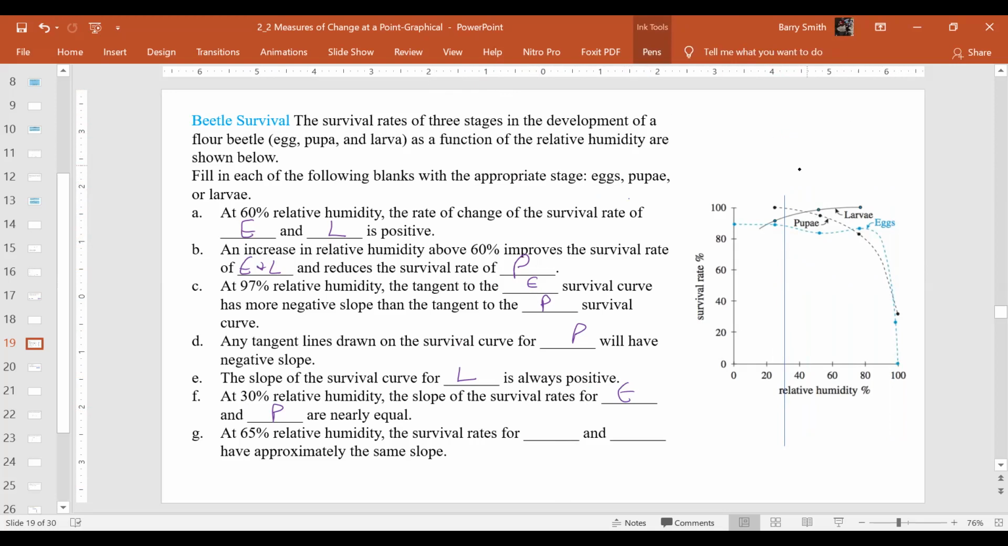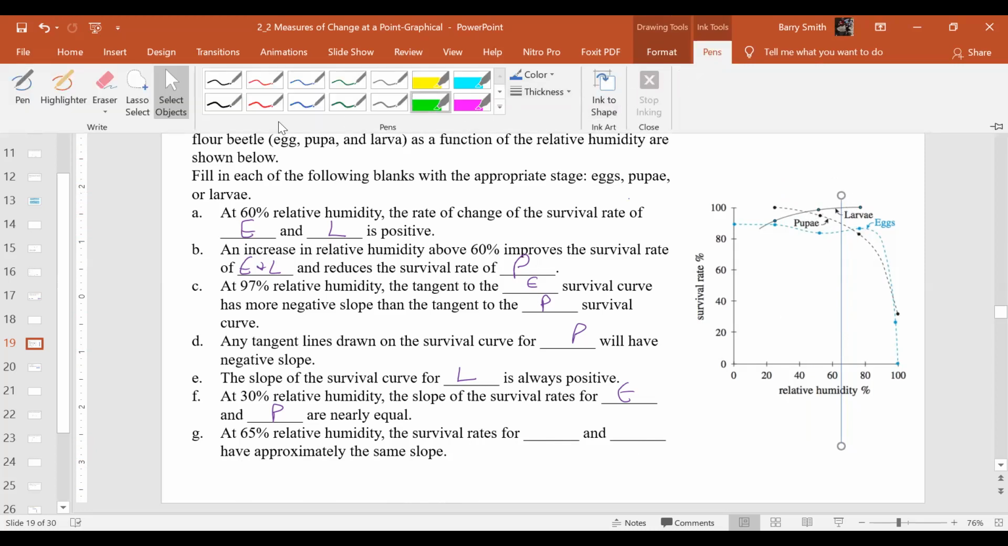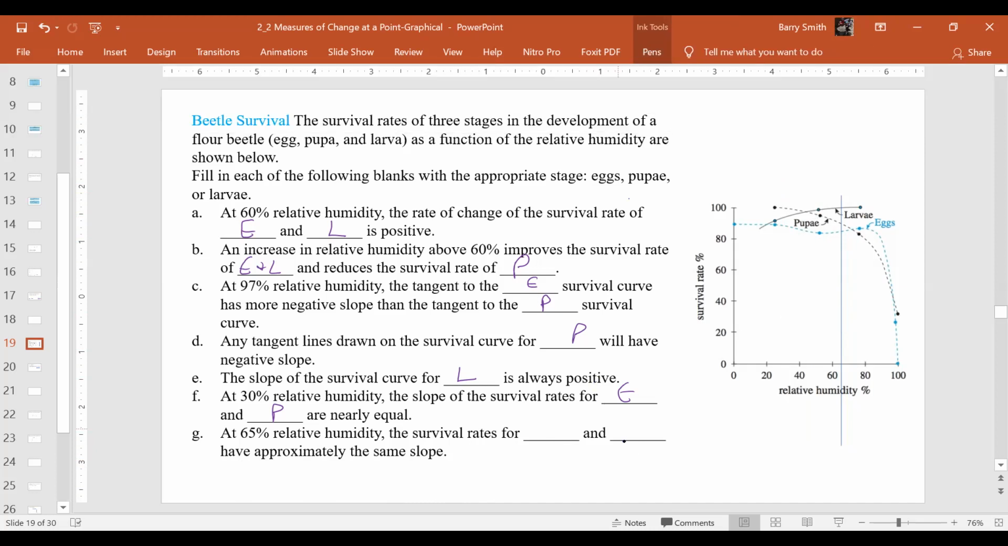All right, so now back to 65%. So if we go over here and get rid of our pin again, and we move this over to 65, that would be 70, so somewhere maybe in that area there. The survival rates for blank and blank have approximately the same slope. All right, well, again, this is going to be a negative slope. The other two are positive, so that means it has to be larvae and eggs. So we have larvae and eggs, okay?